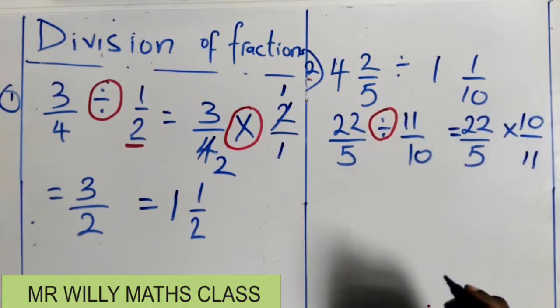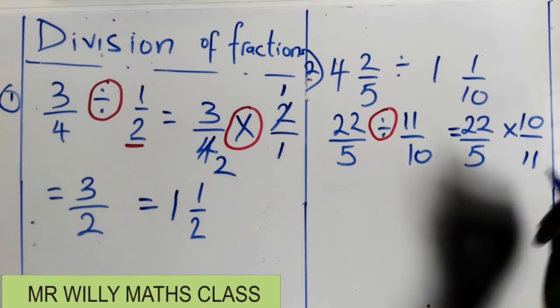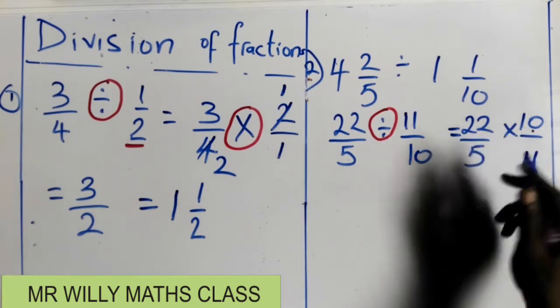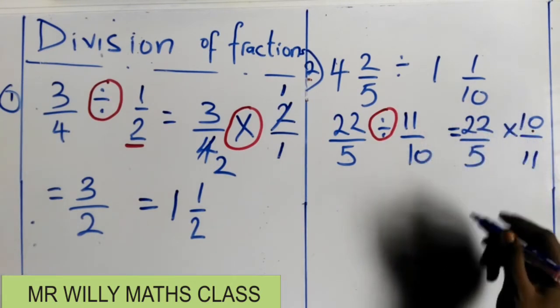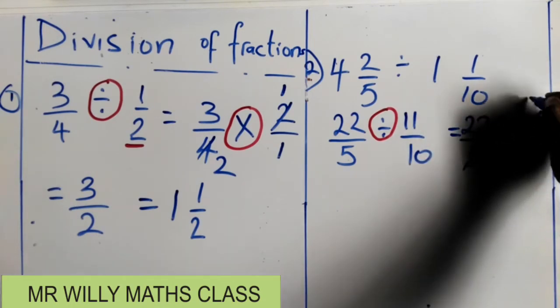Now that you have done that, what's the next thing? You divide the numerator and the denominator with a common factor. Now if you look at this numerator 10 and the denominator 5, 5 is a common factor of the two. So 5 can go here 1. How many 5 can we see in 10? That will be 2, right?